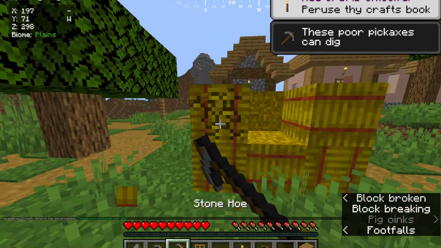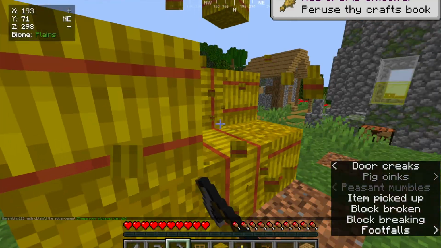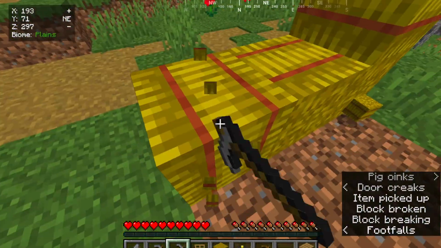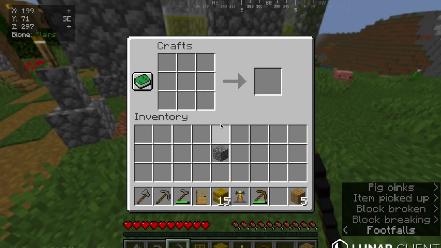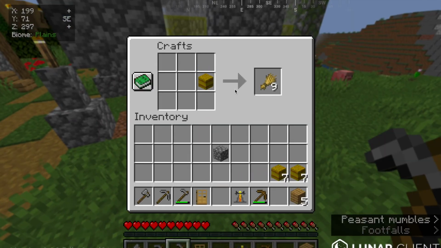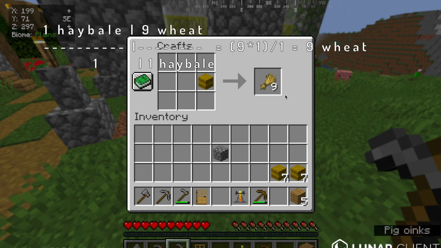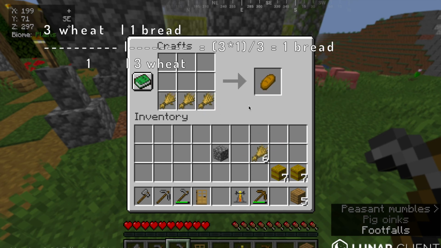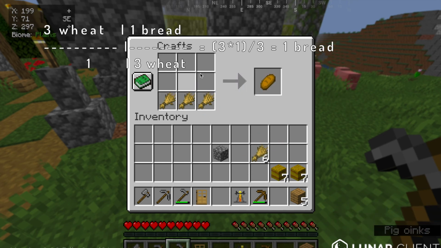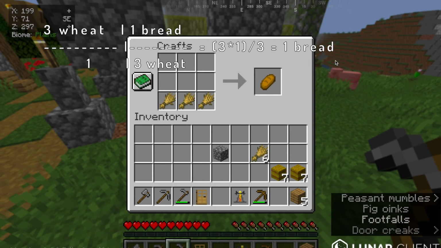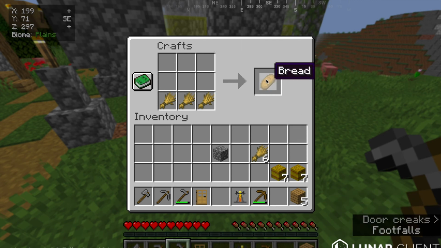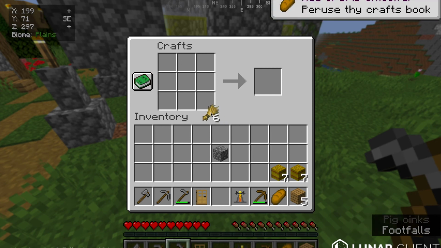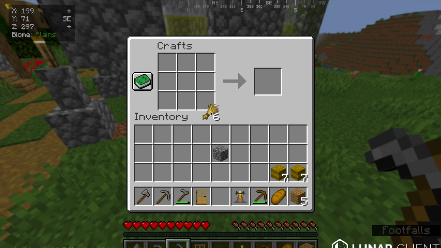Okay. So we could use dimensional analysis in these hay bales. So we could say that 1 hay bale is equal to 9 wheat, which is dimensional analysis, because we could say 1 hay bale times 9 wheat over 1 hay bale is equal to 9 wheat, which then we could also use with bread, because 3 wheat is equal to 1 bread. So we could say 3 wheat times 1 bread over 3 wheat is equal to 1 bread. Or we could say 1 wheat times 1 bread over 3 wheat is equal to 1/3 of a bread.